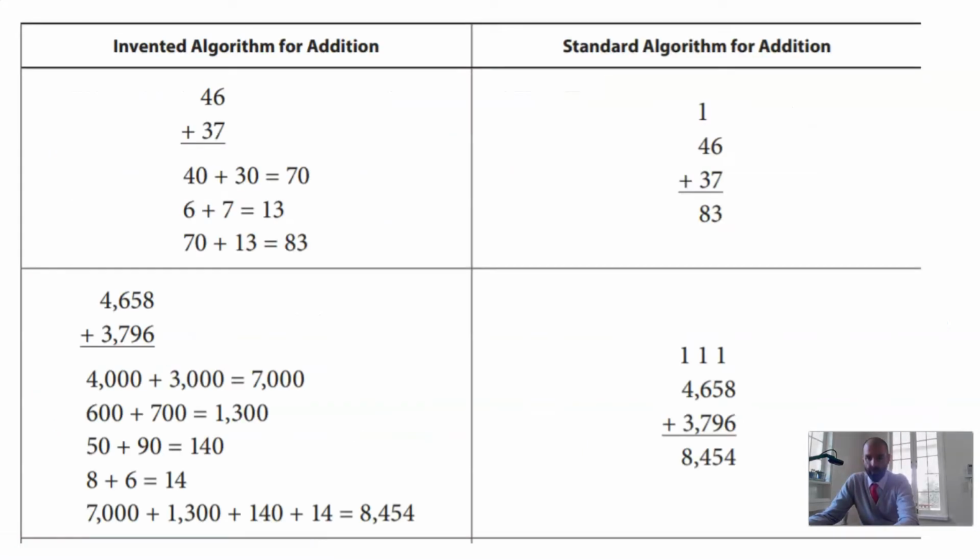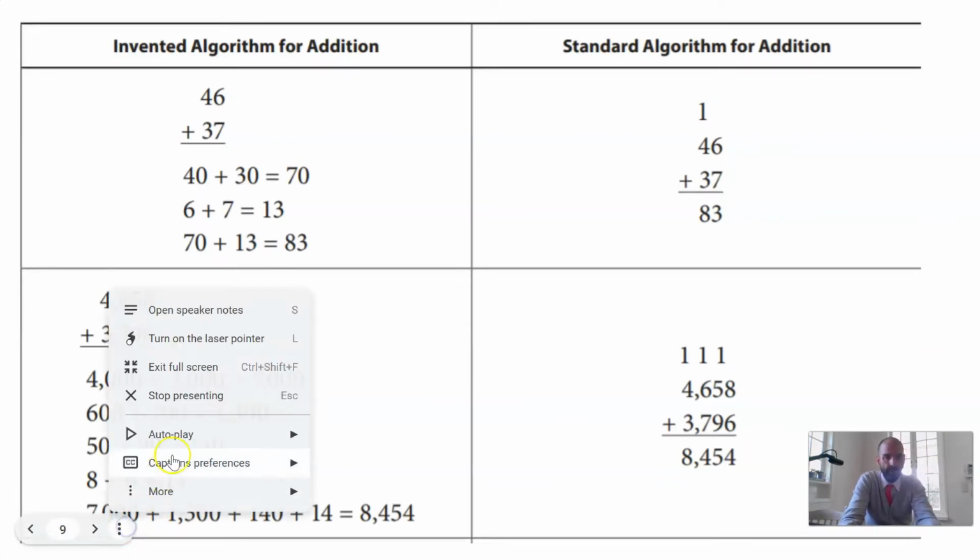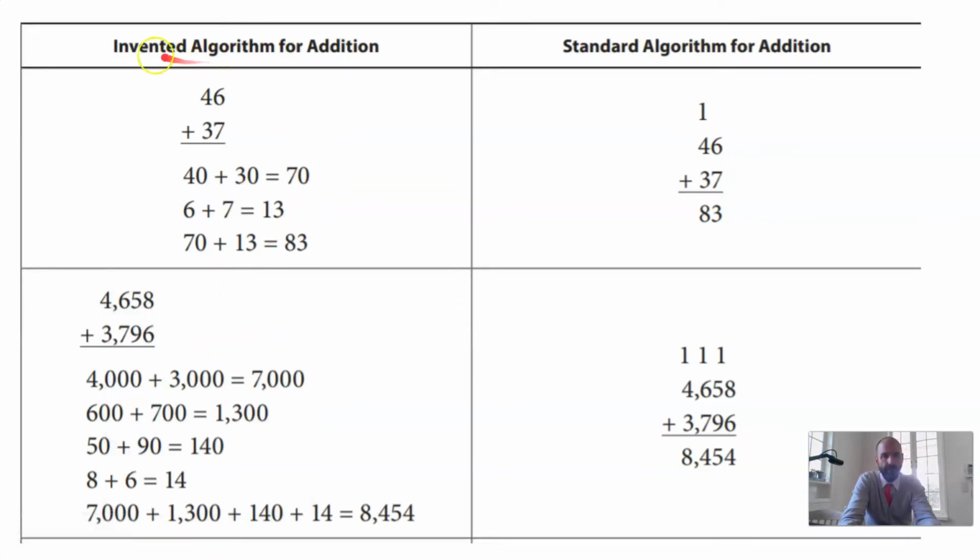So let me show you what I'm talking about. Over here on the left-hand side, we have an invented algorithm for addition. So you may have seen this before when you were learning how to add. So this is taking apart the place value. So this is 46 plus 37, and we turn that into 40 plus 30, 6 plus 7, and then add these two to get 83.